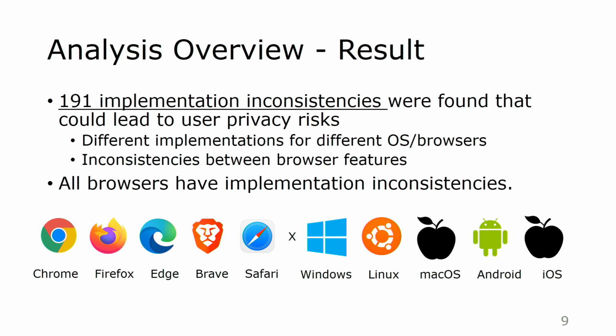Here is a summary of our analysis result. We found 191 implementation inconsistencies that could lead to user privacy risks. From here, I present the result of our analysis.